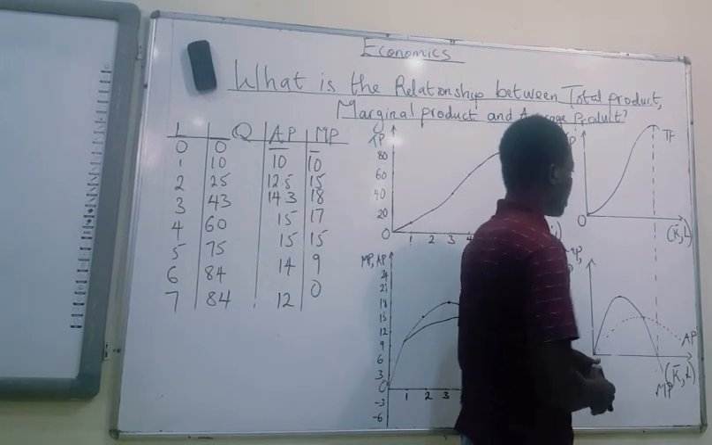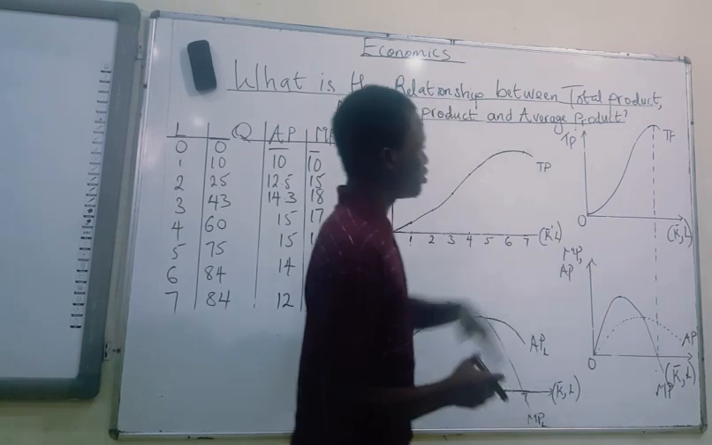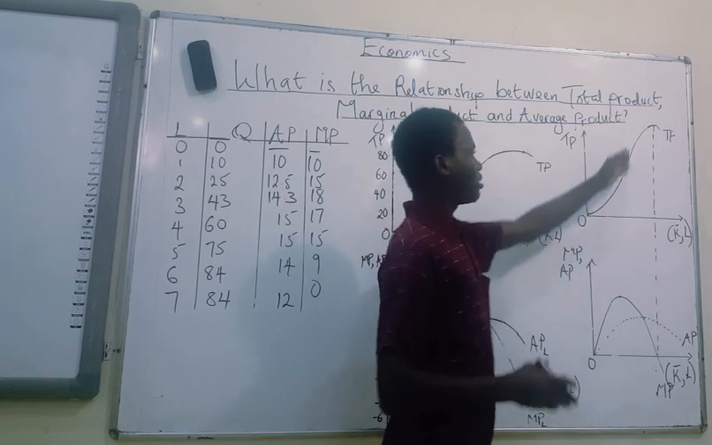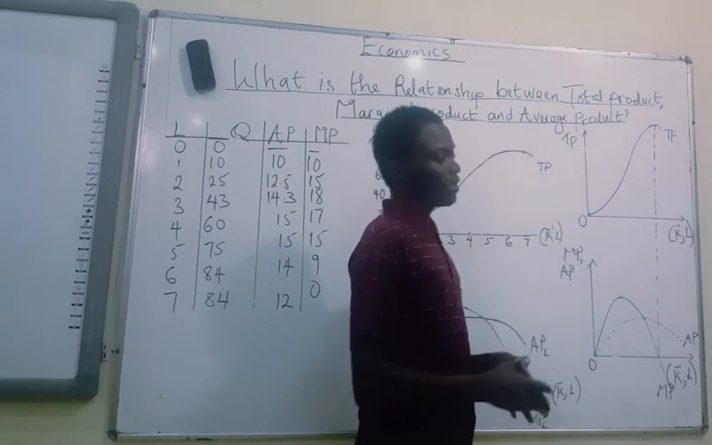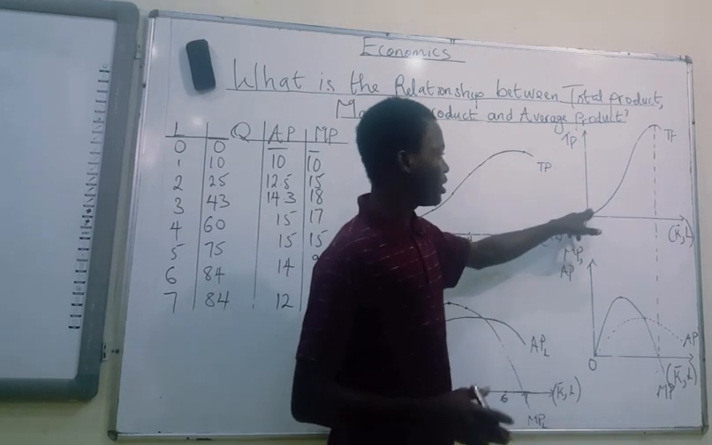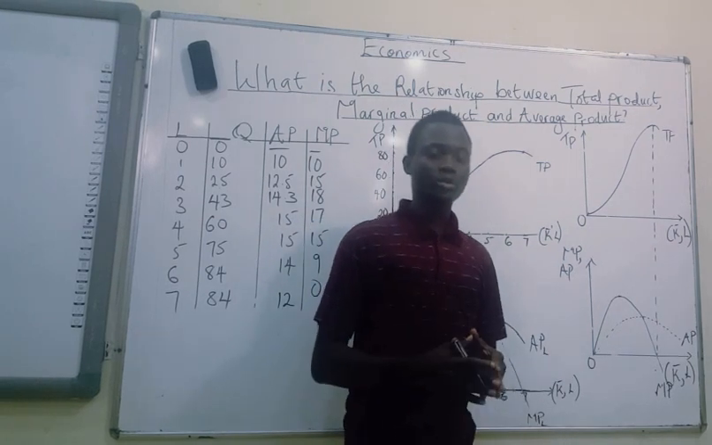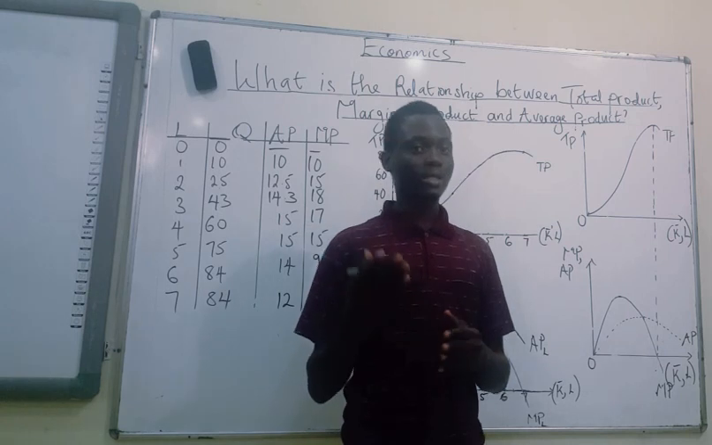What we observe is that the total product curve looks like this. It has an inflection point over here, before it continues and then finally slopes downward. So why does it have an inflection point? From here to where the turning point occurred, total product happens to be rising at an increasing rate.